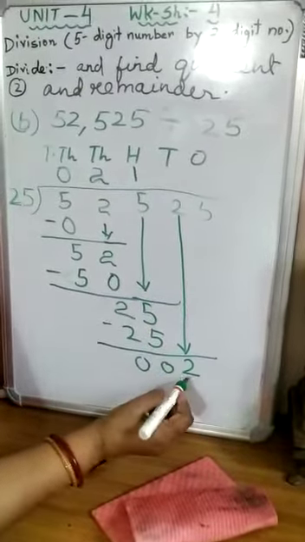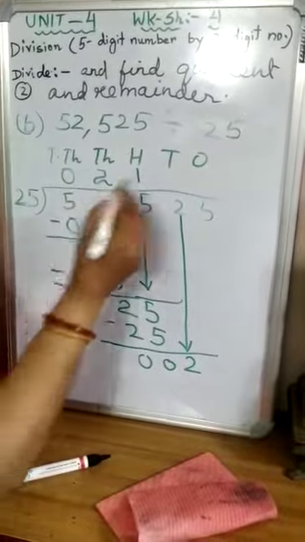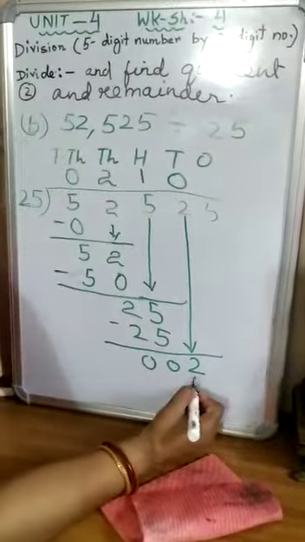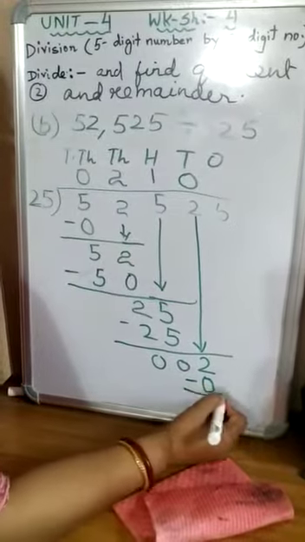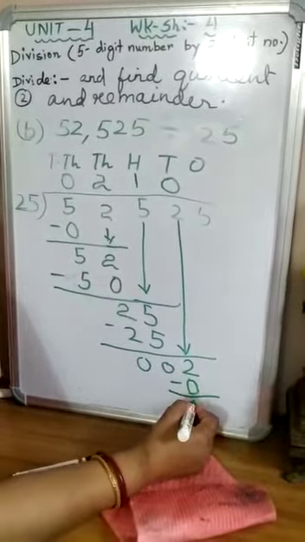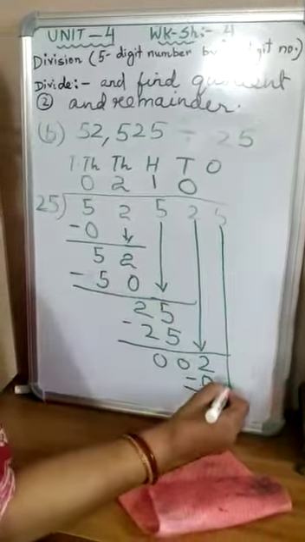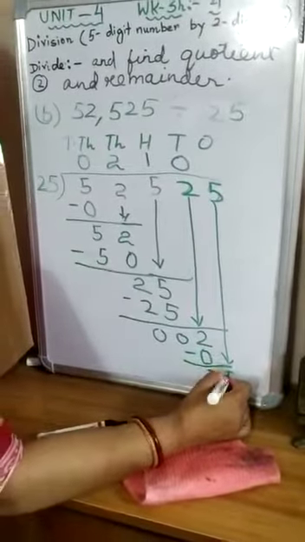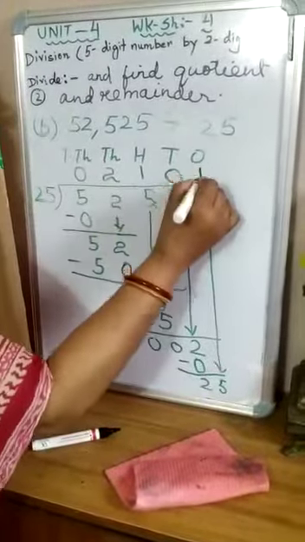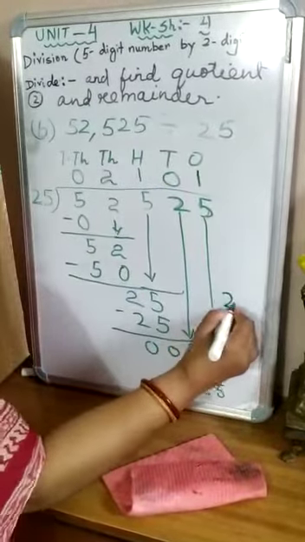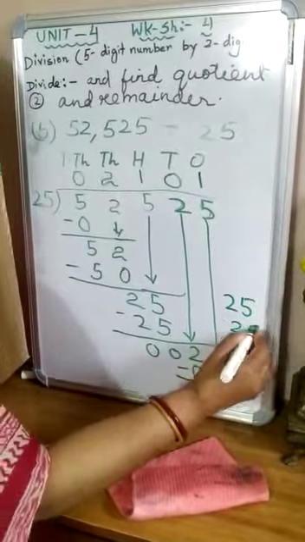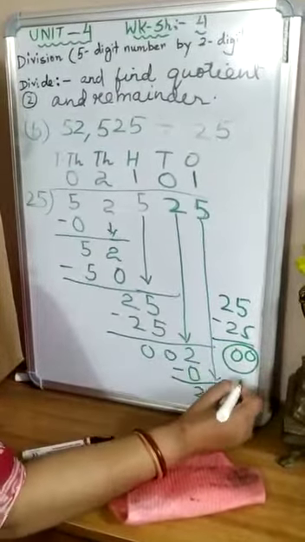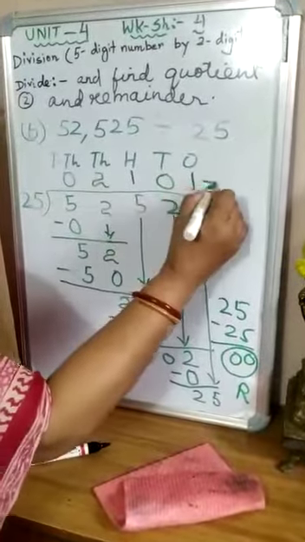Now I will put down here 2. Here all of you see 2. 2 is less than 25. So I will multiply 0 with 25. So 25 zeros are 0. Now we will do subtraction. 2 minus 0 is 2. Now at last I will write down this 5. Now it is 25. 25 ones are 25. So 25 minus 25: 5 minus 5 is 0, 2 minus 2 is 0. So here 0 is the remainder and the quotient is 2101.